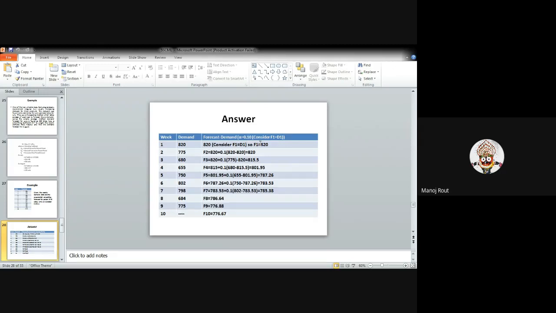This is the first condition given, and the previous F2. That means your demand is 820. And this is the past demand plus alpha into your previous demand, that is 820 minus 820, that equals 820. Similarly, if you go to F3, your previous data is 820 and 0.1 is the alpha, and 775 minus 820, that equals 81.5. Here no formula should be used because of that condition, that is F1 is D1.